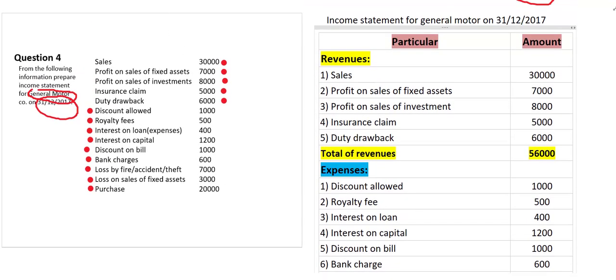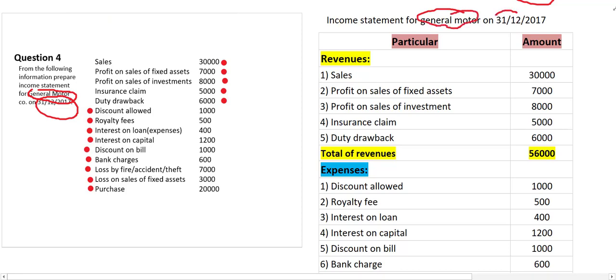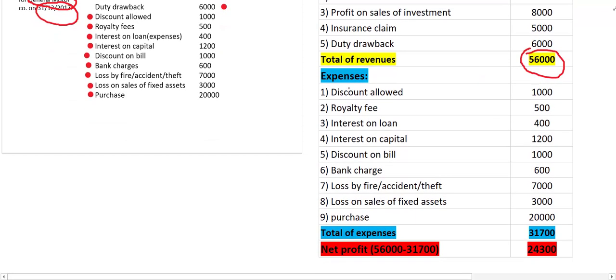So once again, if you compare how much is revenue, how much was the expenses, you get the same thing. So income statement for General Motor, this was the name of the company, and for this year this is also important. And the next thing is regarding this one. First of all, we found the total of revenue, and this much was the total of revenue for the business. And after that, we have recorded the expenses for the business, and we got this much expenses for the company.